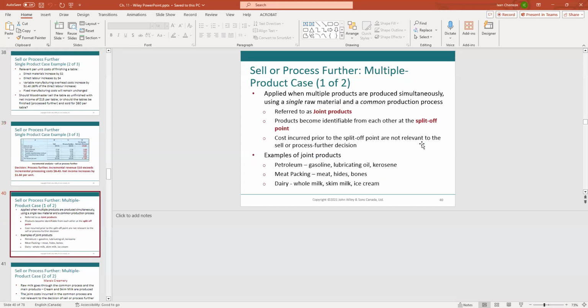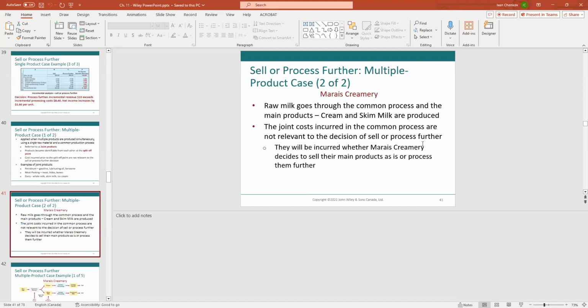Okay, let's see this. How about multiple products? If we have multiple products, then we're gonna follow the same structure. We're only gonna produce those that generate more revenue than what we currently have, over the additional cost it takes us to process them further.